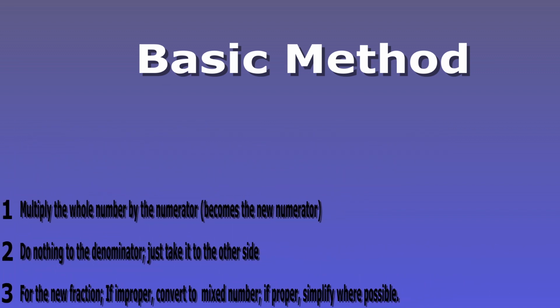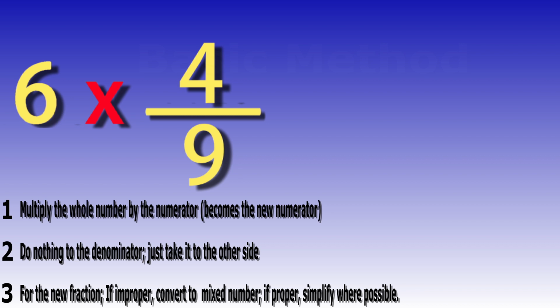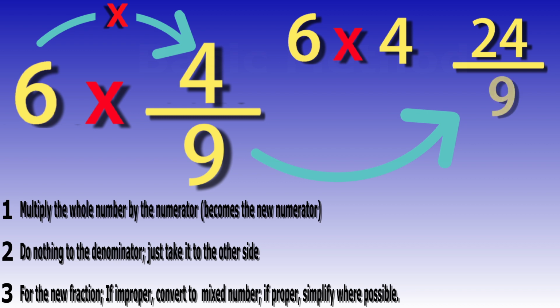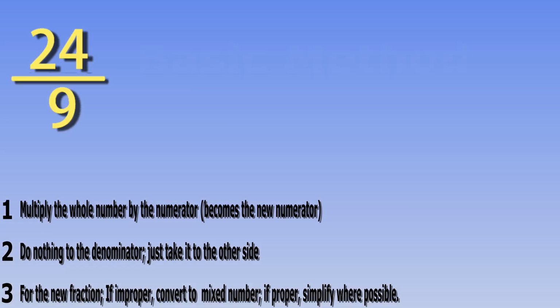Let's take an example. 6 times 4 over 9. Step 1. Multiply the whole number by the numerator, and that gives us 6 times 4, which is 24, which is our new numerator. In step 2, do nothing to the denominator, and take it to the other side of the equal sign, below our new numerator. So now we have a new numerator, 24, above the unaltered denominator, 9. So the new fraction is 24 over 9.